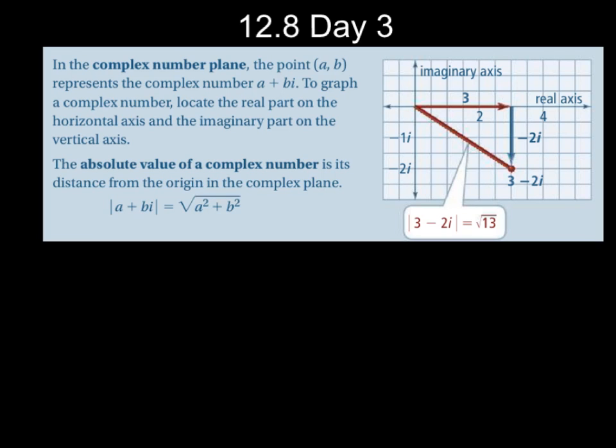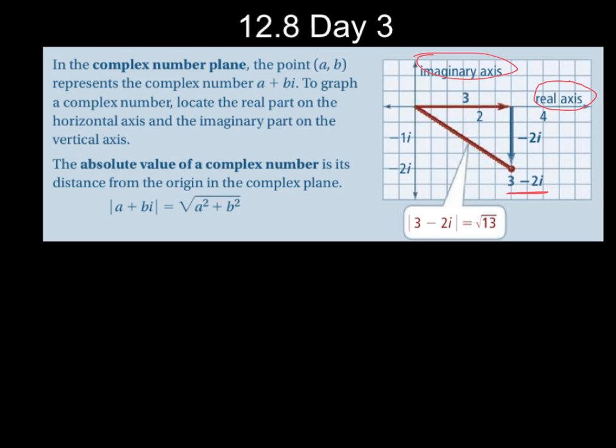Okay, last day of section 12.8 with complex numbers. And we're going to start out by talking about graphing complex numbers and the complex number plane. So notice that in the complex plane we have a real axis and an imaginary axis rather than an x-axis and a y-axis. But plotting the points is pretty much the same type of thing.